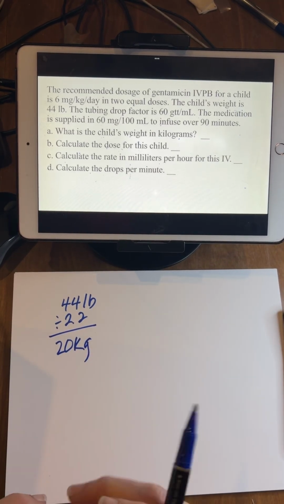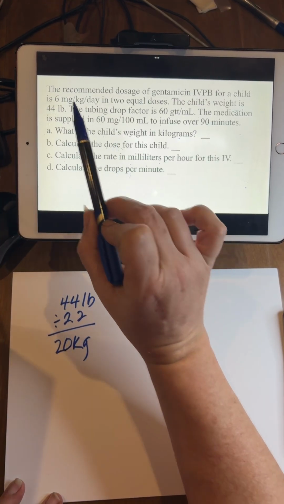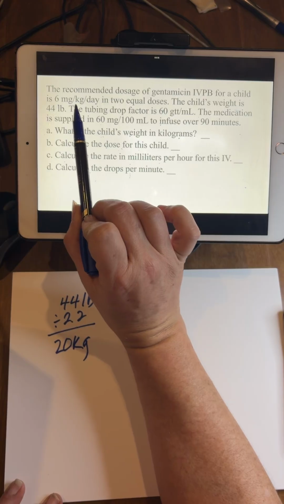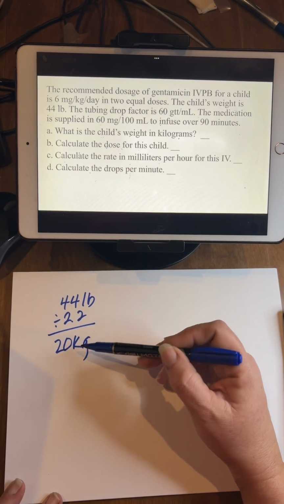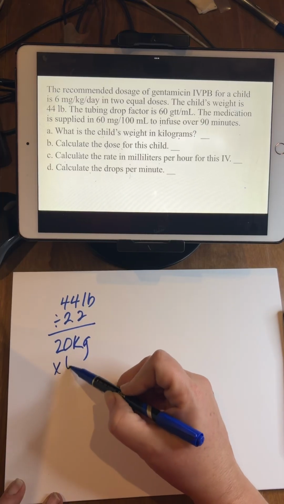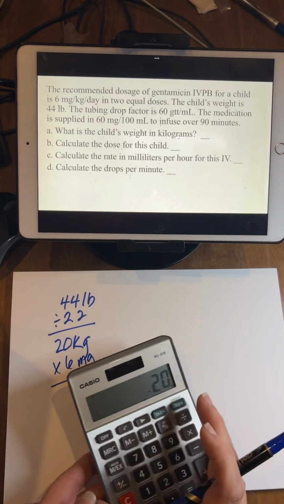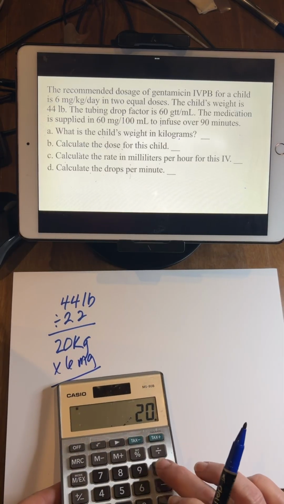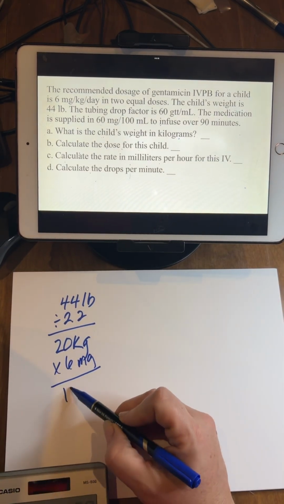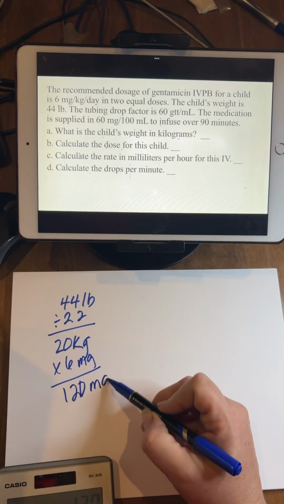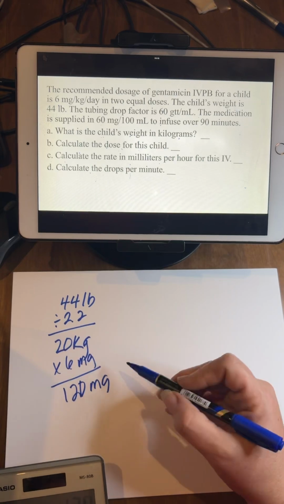And so it says calculate the dose for this child. It says 6 milligrams per kilogram, and look, we've got 20 of them. So we have to multiply 20 times 6 milligrams. And if you don't trust your brain, I understand. We're going to do 20 times 6 equals 120 milligrams. And this is what? This is per day, you see?